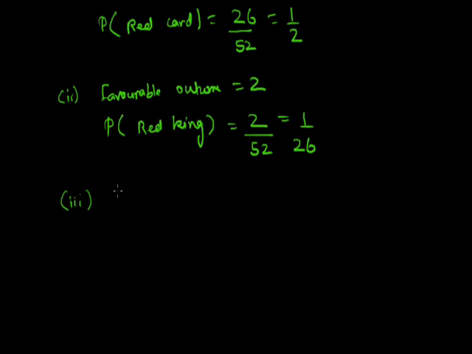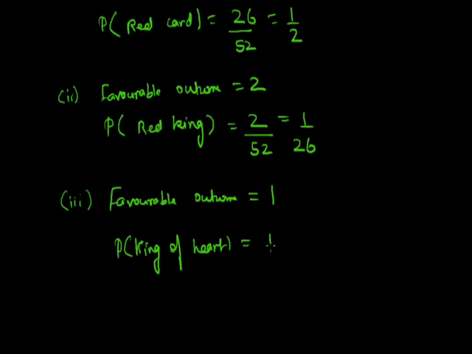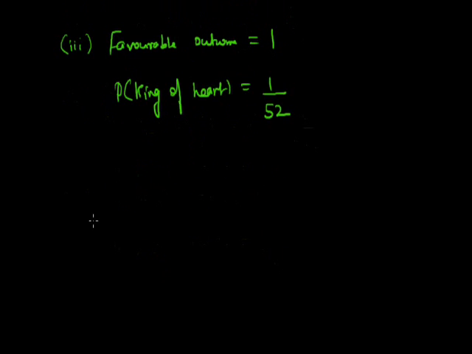In this case, our favorable outcome will be equal to 1, because we need to pick this particular card, the king of heart, and definitely heart is a suit which consists of one king. So there is only one favorable outcome. So the probability of getting the king of heart will be equal to favorable outcome, that is 1, divided by possible outcomes, that is 52. So the probability is equal to 1 by 52.